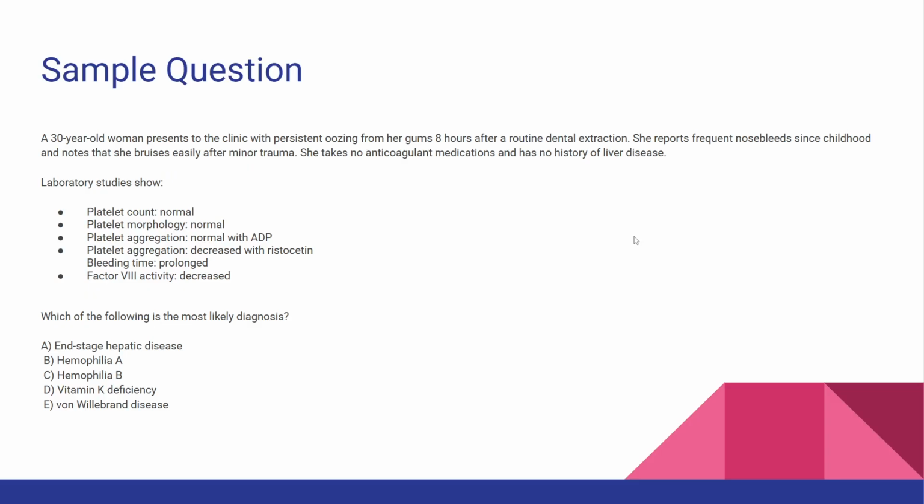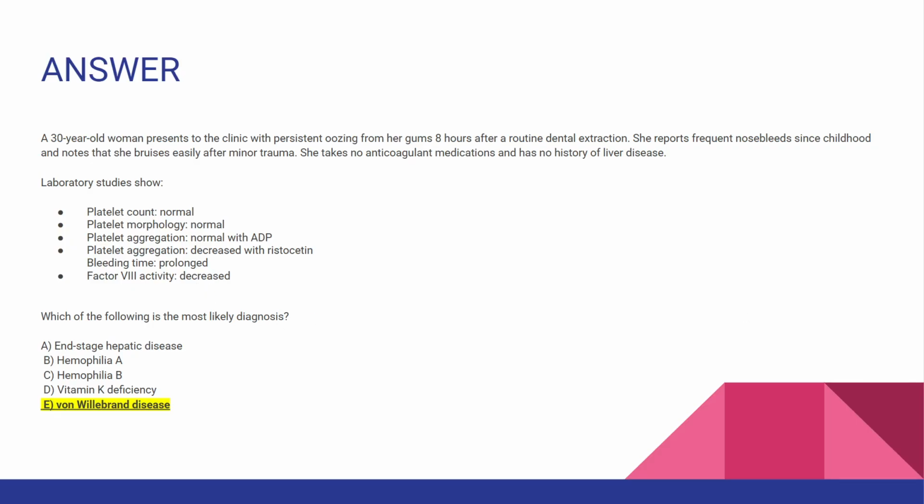And here is the sample question. I'll give you 5 seconds. 5, 4, 3, 2, 1. Which of the following is the most likely diagnosis? A 30-year-old woman presents to the clinic with persistent oozing from her gums 8 hours after a routine dental extraction. She reports frequent nosebleeds since childhood and notes that she bruises easily after minor trauma. She takes no anticoagulant medications and has no history of liver disease. Lab studies show a normal platelet count, normal morphology, and decreased aggregation with ristocetin. Bleeding time is prolonged, and factor 8 activity is decreased.